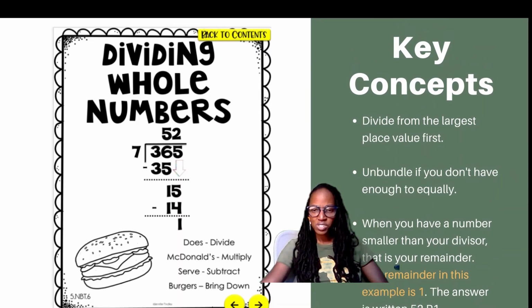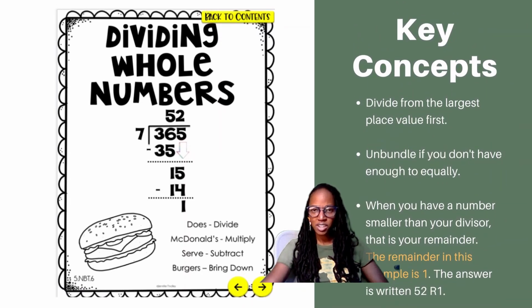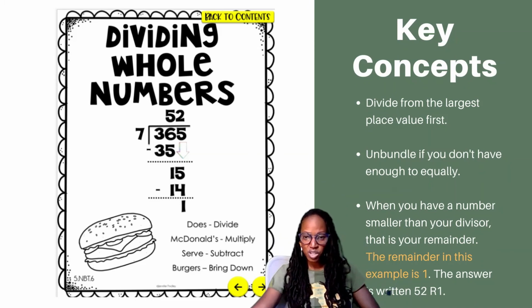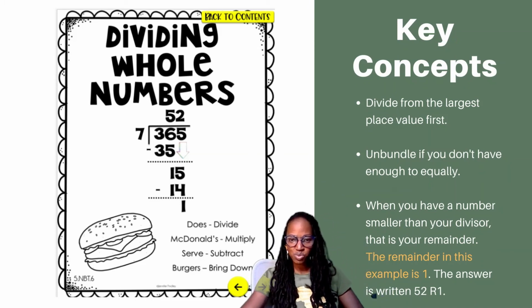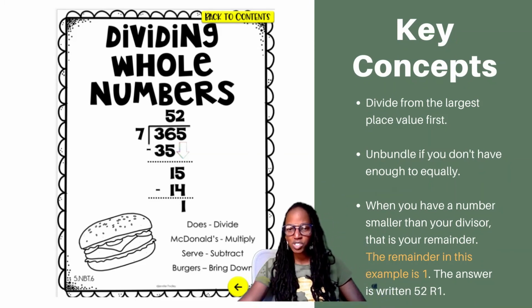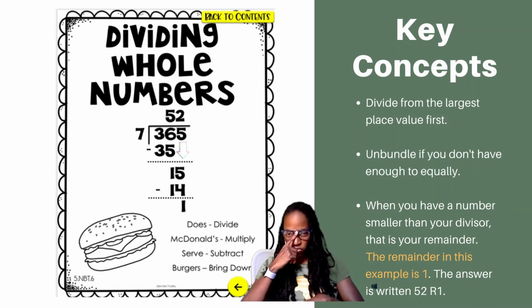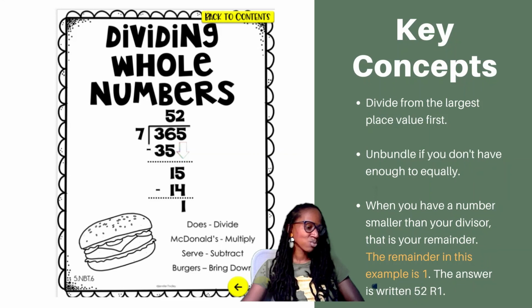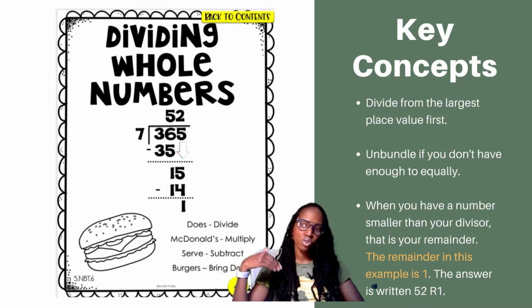You might have noticed that as we worked today, we would start from the largest place value. These are some of the key concepts we need to remember. We got to begin from that largest place value, okay? That's where we're starting our division, okay? And as we divide from that largest place value, we're sharing as many as we can.